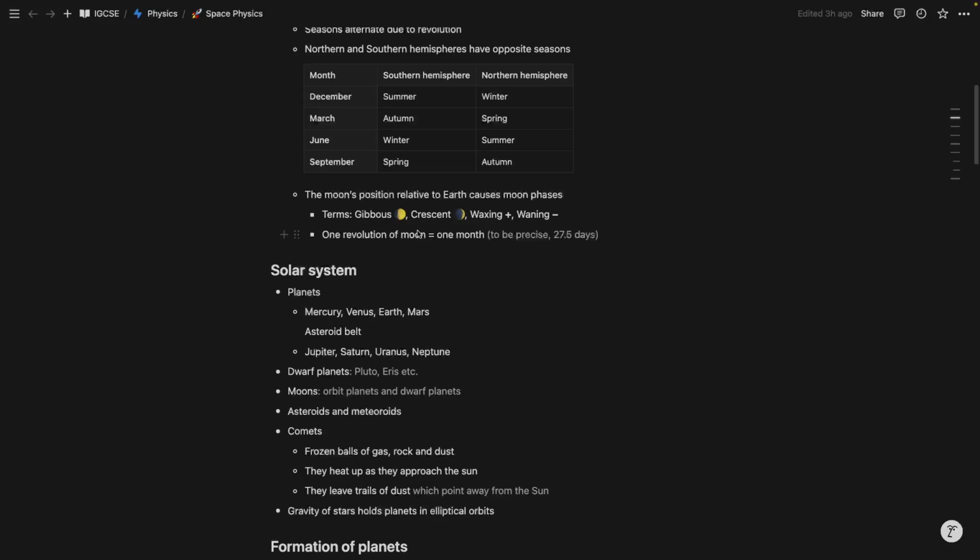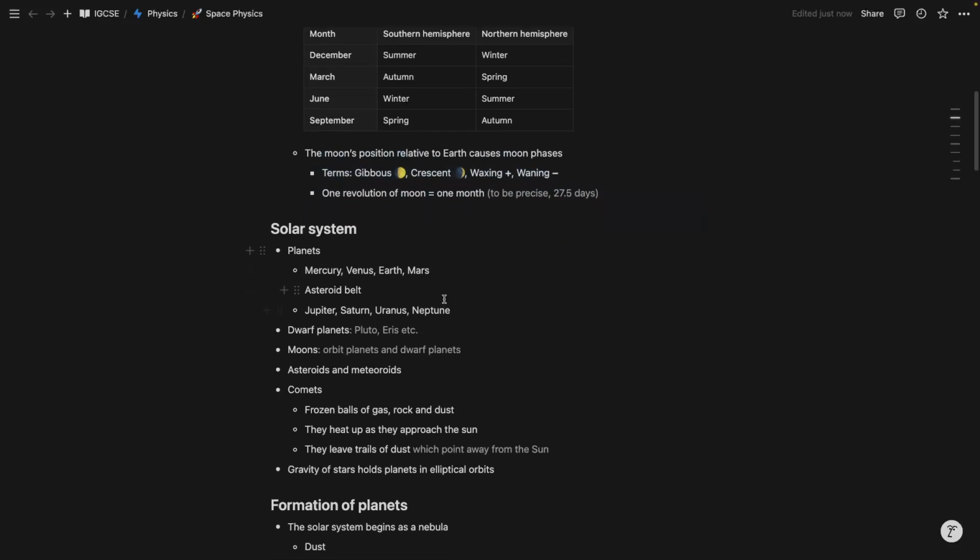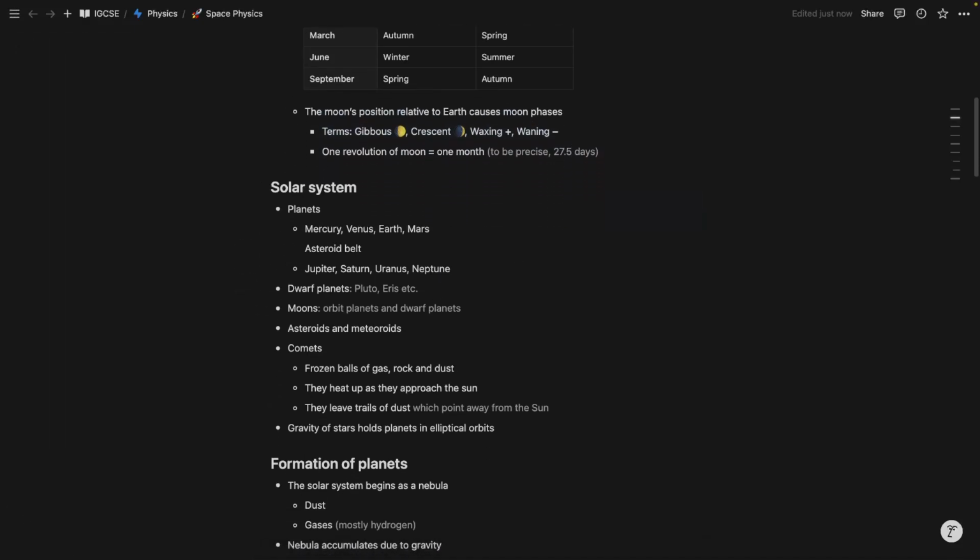One revolution of the moon happens every 27.5 days, or approximately every month. This document, I've shared it. One sec, I'll just share it again for you.